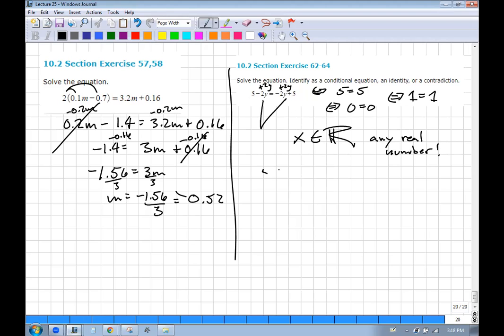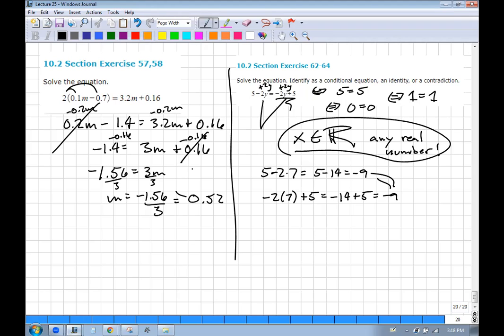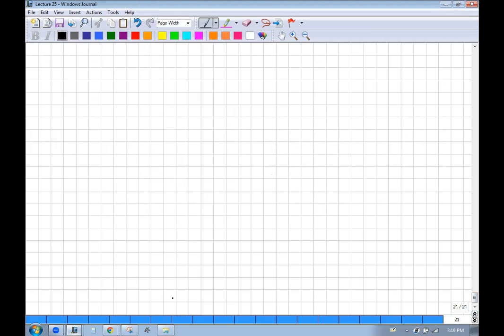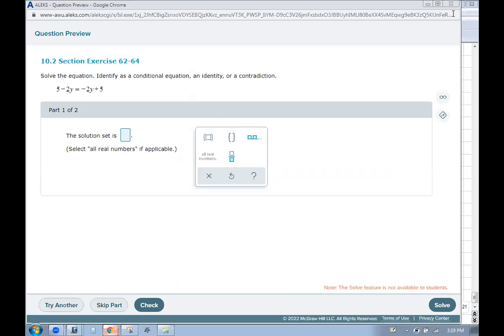Plug in any number you want here. Pick 7. 5 minus 2 times 7 is 5 minus 14, which is negative 9. And now for the other side, negative 2 times 7 plus 5. Negative 14 plus 5 is negative 9. Those are equal. Plug in any number you want, and the equation is true. So instead of just being one number, this one has an infinite number of solutions. This is what we would call a tautology. Okay? It's always true. It's stating something that's always true.